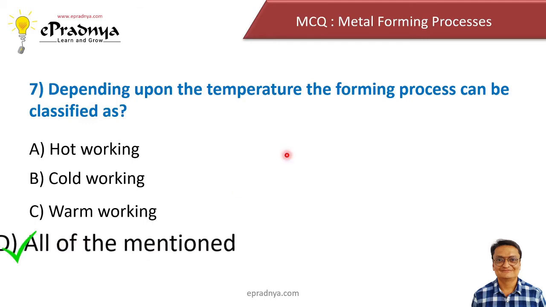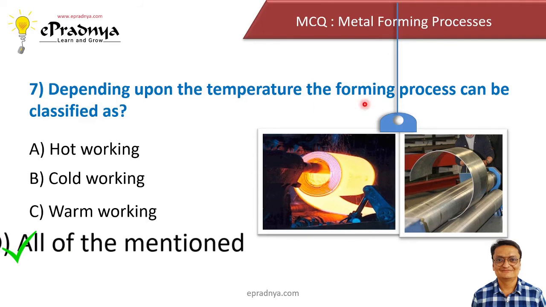Now depending on the temperature, the forming process can be classified as hot working or cold working. In hot working, we elevate the temperature of the workpiece to a certain degree so that it becomes soft and we have to apply lesser forces. Whereas when we apply the forces to change the shape and size of the material at room temperature, that is called cold working. And if we are working in between those temperatures, that is called warm working. So this is the classification of metal forming processes depending on the temperature.